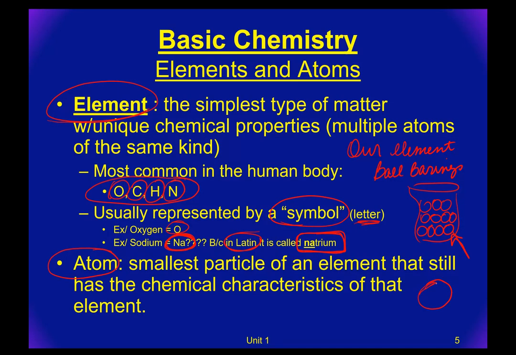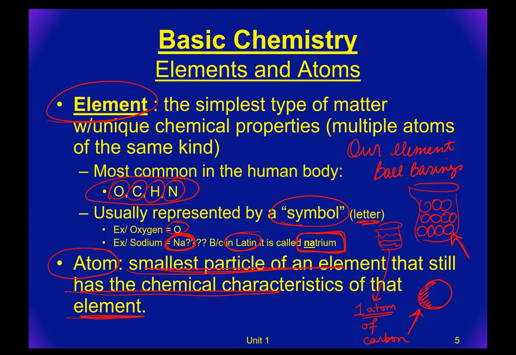Well, I can take one of these out, and it would be 1 ball bearing, right? Well, technically, I can have a beaker full of carbon. That can happen. But when we talk about the one piece of that that can basically be whatever is in that beaker, it's 1 atom of carbon. So again, the atom is the smallest particle of an element that still has the chemical characteristics of the element.